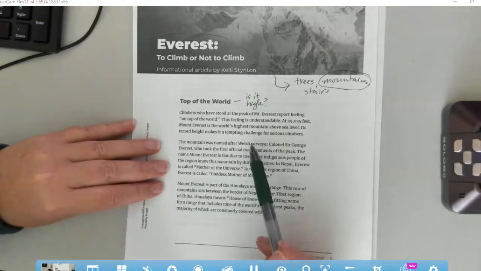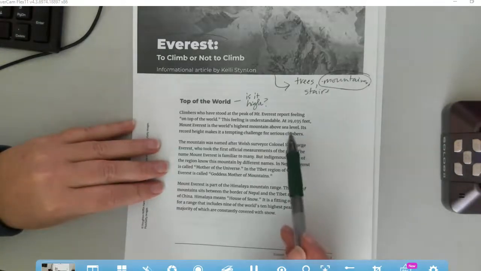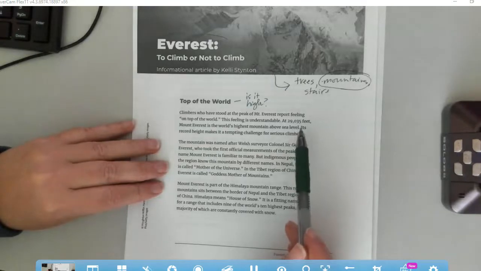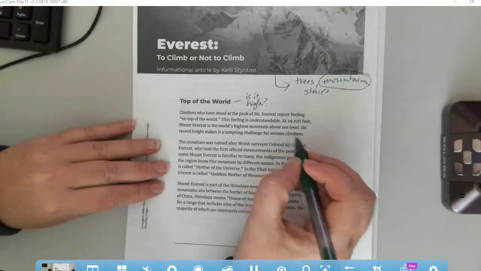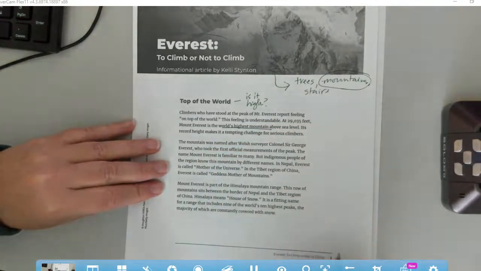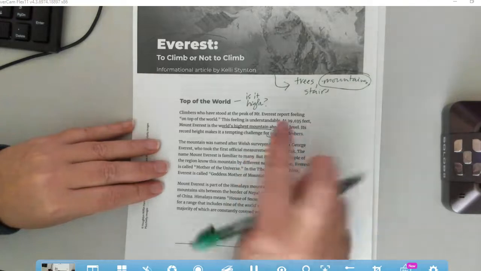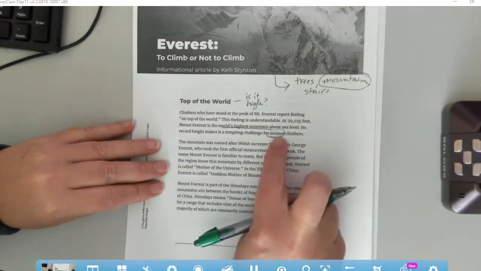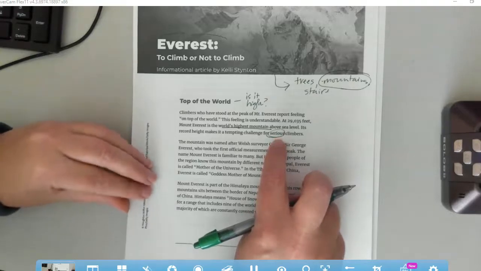Climbers who have stood at the peak of Mount Everest report feeling on top of the world. This feeling is understandable. At 29,035 feet, Mount Everest is the world's highest mountain above sea level. So we were right, it's the highest mountain. Its record height makes it a tempting challenge for serious climbers. Okay, so right now I can already tell, this is not for me. I get winded going up the steps, so I'm probably not going to climb Mount Everest.